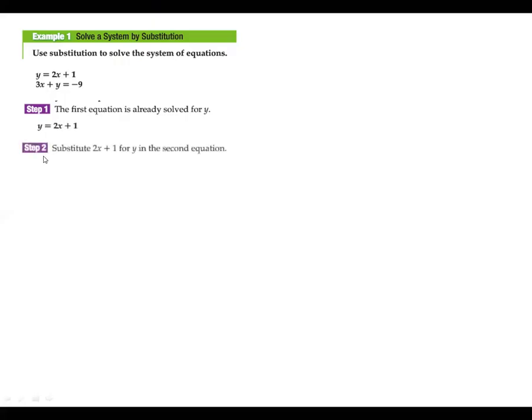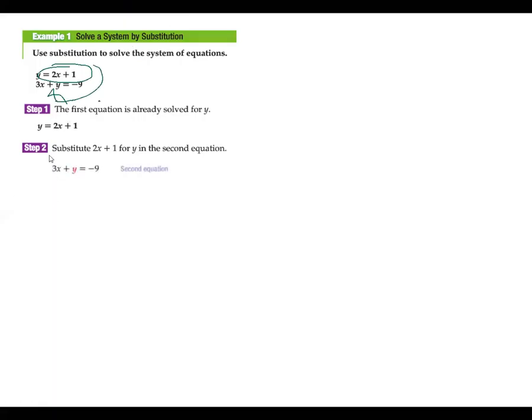Step 2 now is to substitute that in for y in the second equation. You see how the first equation, if you read it, it literally says y equals 2x plus 1. Just like if I said y equals 3, and you would put 3 in for y, or if I said y equals -7, you could put -7 in for y. Well, here, it's just that y equals 2x plus 1 instead of 3 or -7 or whatever. So I'm going to substitute this 2x plus 1 in for y in the other equation.